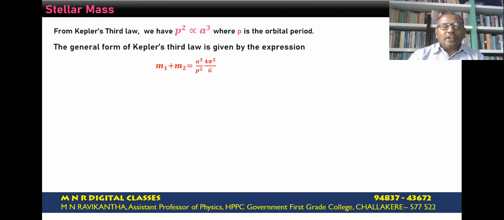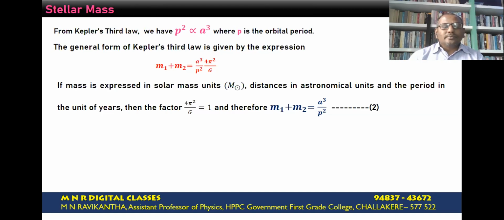This P square is proportional to A cube is rearranged with the proportionality constant, and it comes out to be M1 plus M2 is equal to A cube by P square into 4 pi square by G. If the mass of the stars is expressed in terms of solar mass units, distances are in astronomical units and the period in years, then the factor 4 pi square by G is taken as equal to 1, and therefore this equation gets modified as M1 plus M2 is equal to A cube by P square. Call this equation 2.